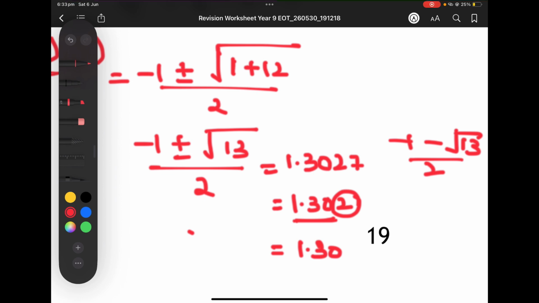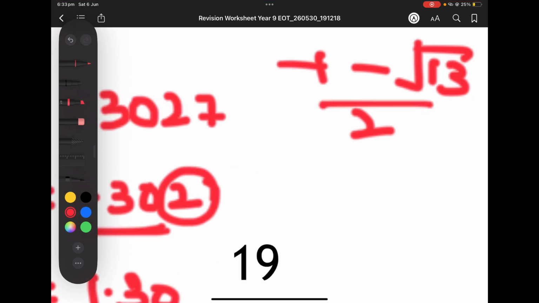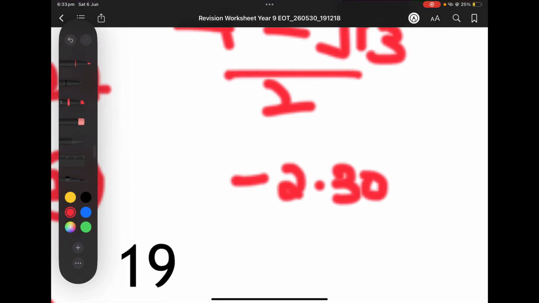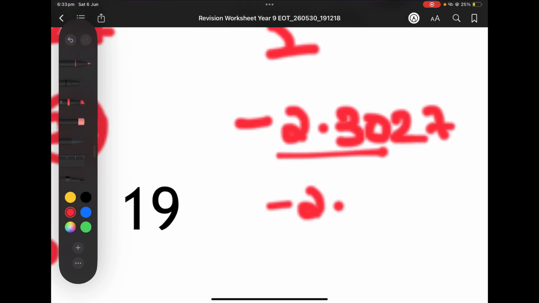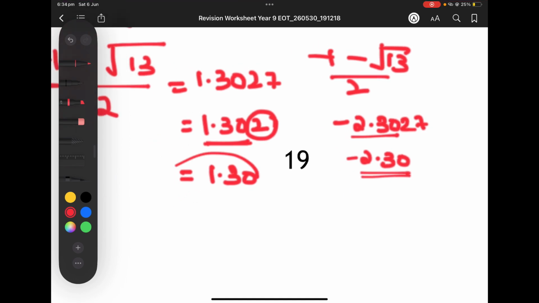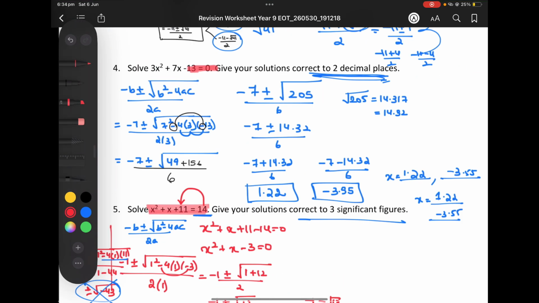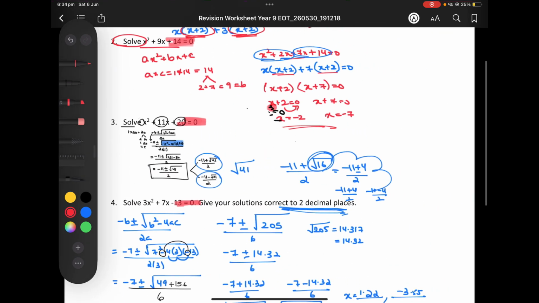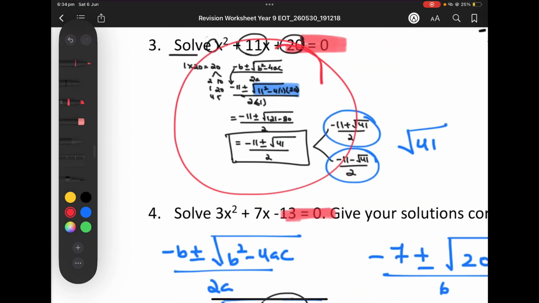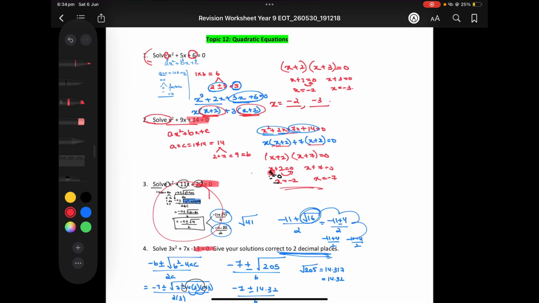And that turns out to be negative 2.3027 is what I get. Then again, I round it off to 3 significant figures. This is the answer. So these are the 2 answers that I have for this one. This is the 3 significant figures we have done. Decimal places we have done. We have done it using the formula method. We have also done the normal quadratic equation method here.